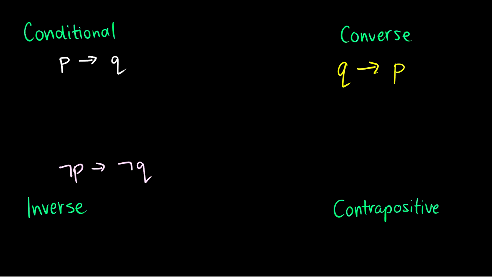Finally, the contrapositive is doing the converse and the inverse. So the contrapositive is flipping the order and putting a negation before each proposition. So for P arrow Q, the contrapositive is not Q arrow not P.